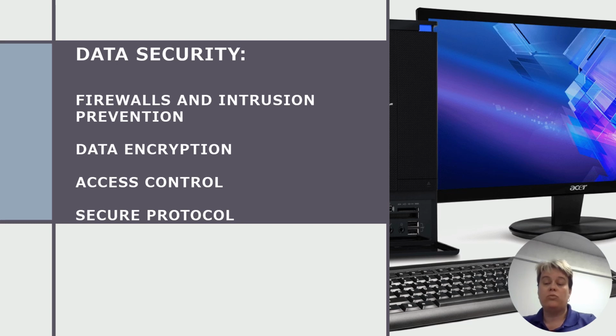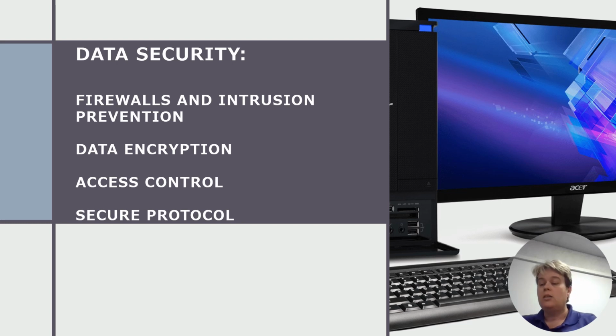Access control is basically just restricting access to who can access your data. So this can be through passwords, it can be through authentication features. There's many different ways you can restrict access control to make sure the right person is getting the information you're sending.